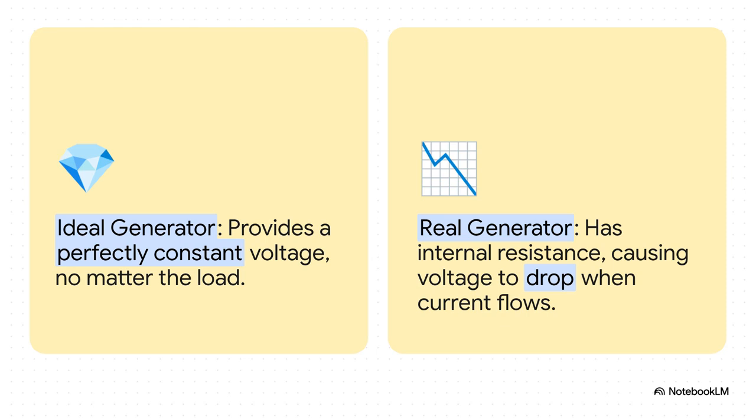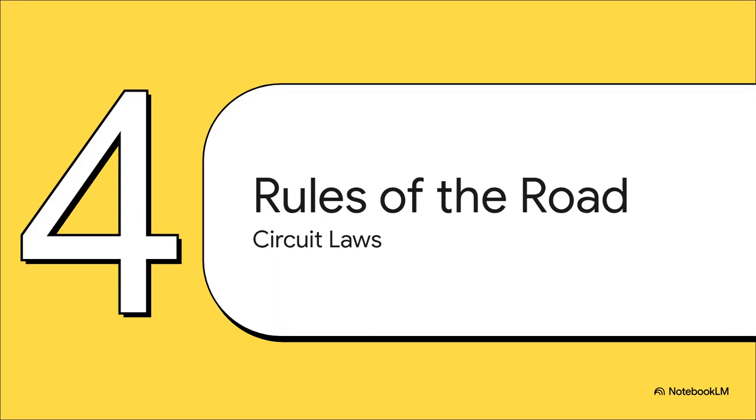We're talking about your battery, your power supply, whatever's providing the push. Now, in a perfect textbook world, a generator would give you a perfectly constant voltage no matter what. But we live in the real world, and in reality, every single power source has its own little bit of internal resistance. And that means when it's under load, when it's working hard, the voltage it supplies actually dips just a little bit.